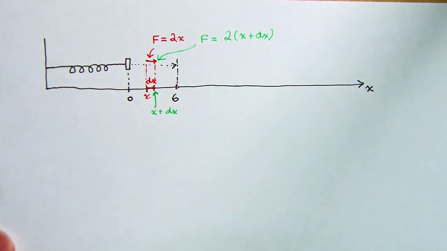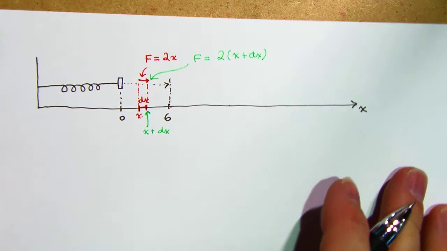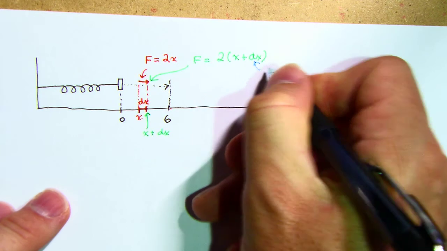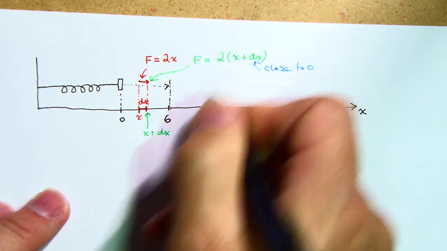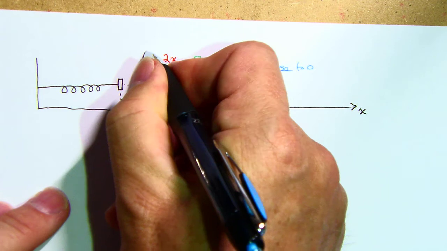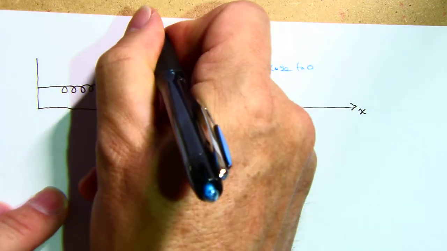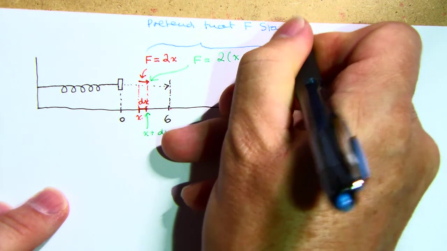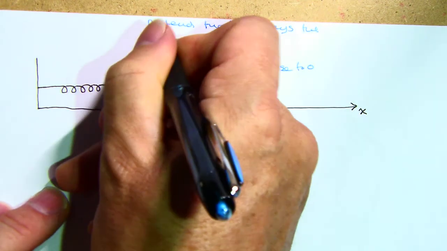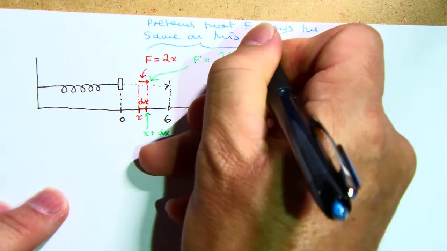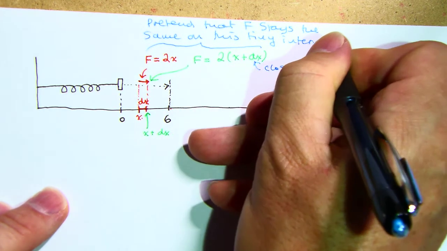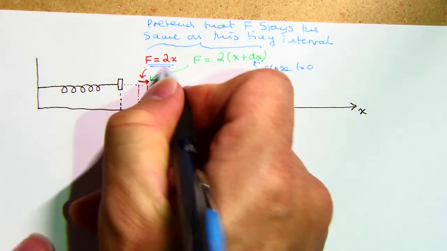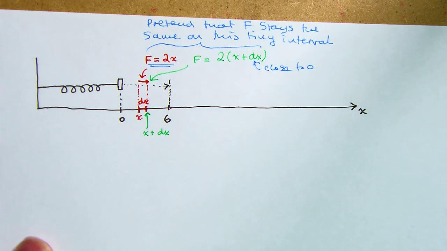But we're going to pretend that it doesn't change. We're going to pretend that dx is so short that it really didn't grow by much. This is close to 0, we're going to note. It's not a very large number, dx. It's close to 0. So we're going to pretend that f stays the same on this tiny interval. We're going to pretend that it didn't go up at all. Now, if it didn't go up, we're going to pretend that it stays at 2x the whole time.